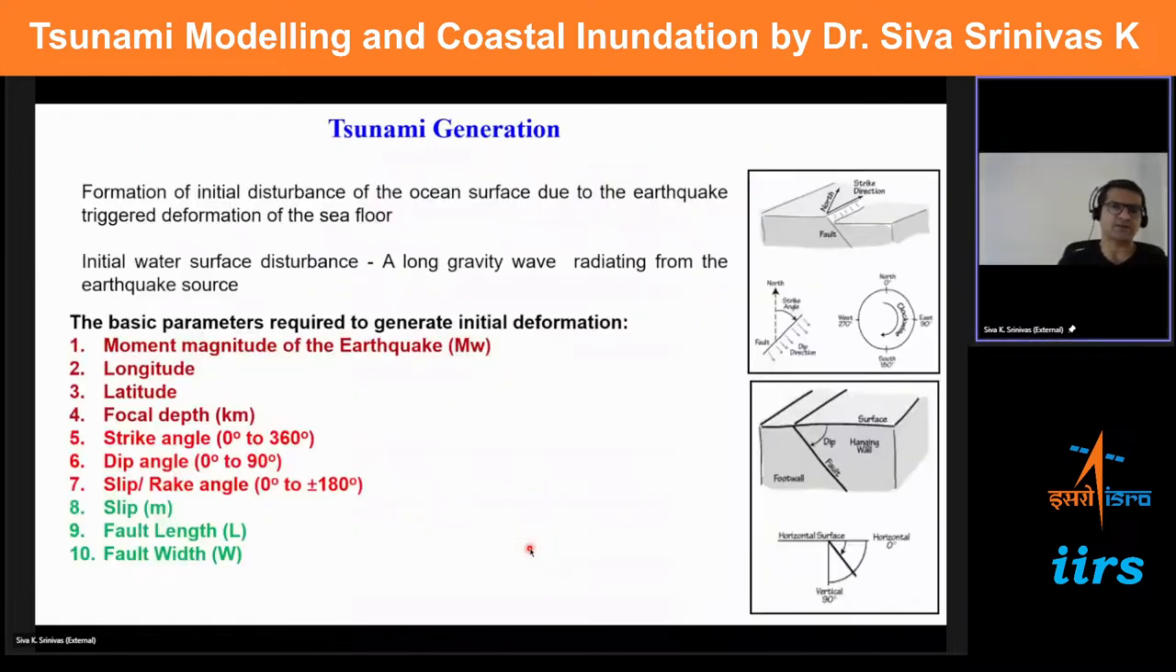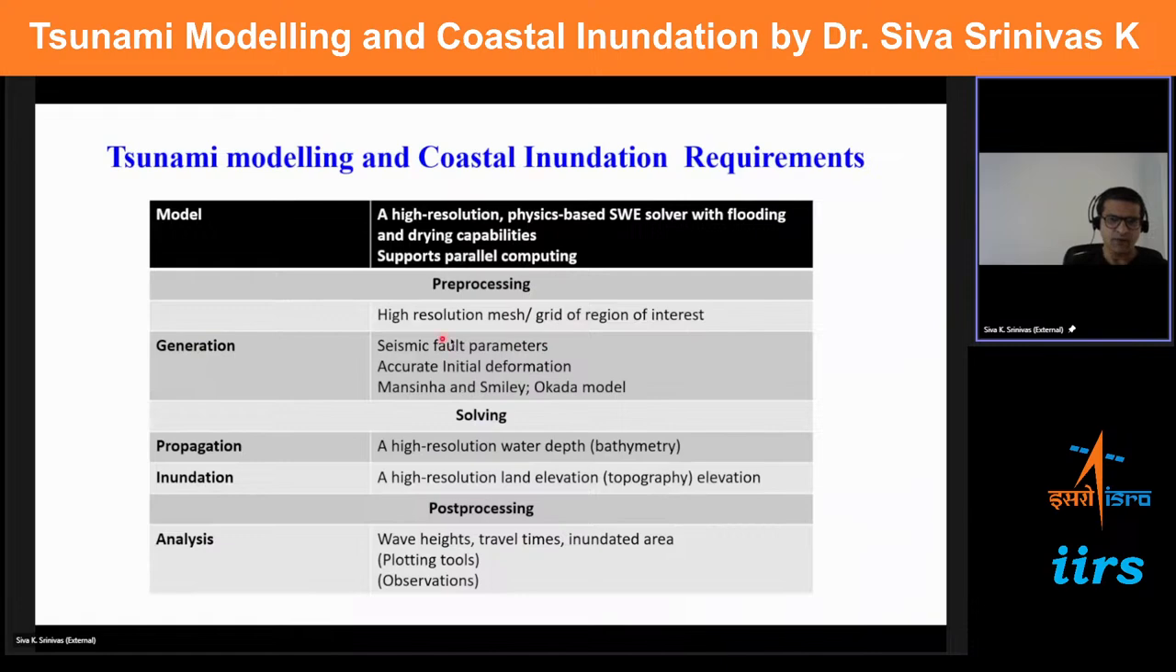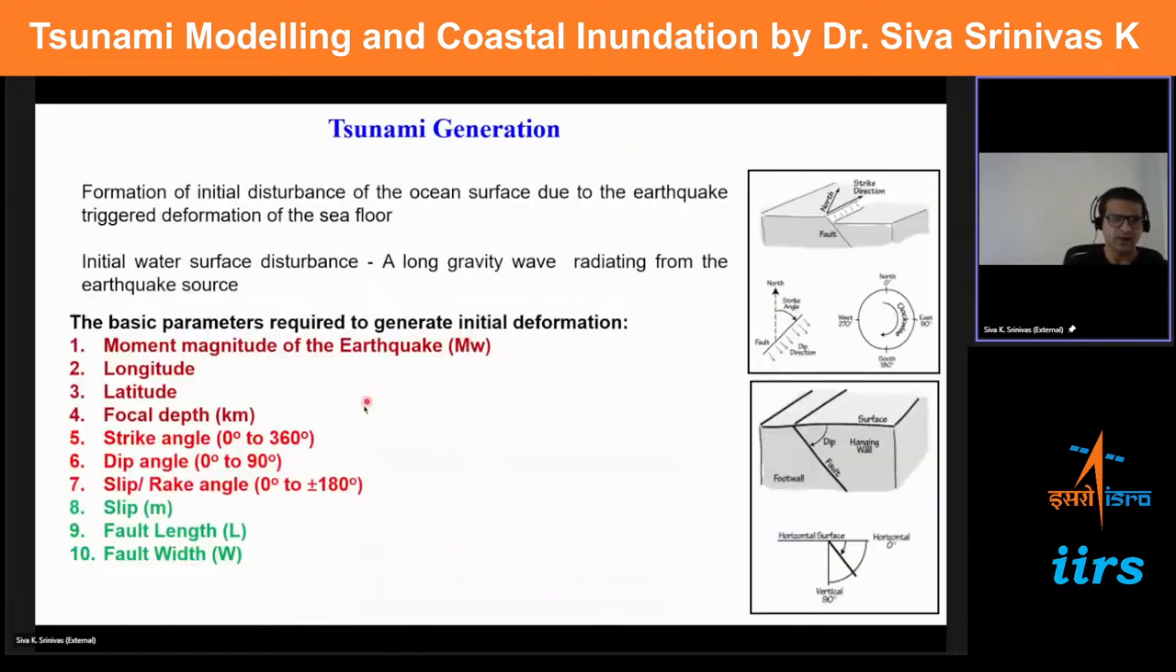Now, first we said tsunami has 3 parts: generation, propagation, and inundation. When I speak of generation, what different parameters are needed? So we have an earthquake at the bottom. The earthquake happens at a particular longitude, latitude, and depth. So this longitude, latitude, depth is known. The earthquake occurs with a certain release of energy. We call it the moment magnitude, represented by MW.